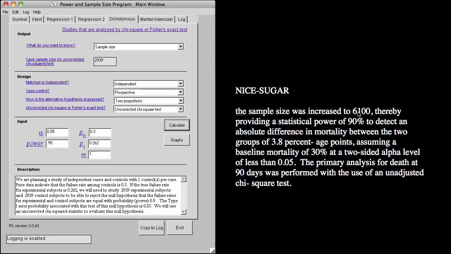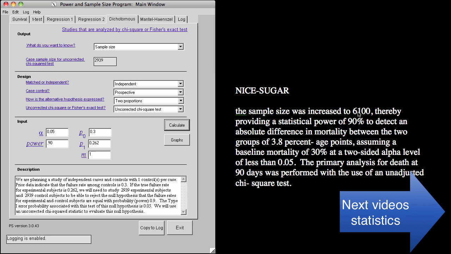I hope these examples helped. The next videos will start to go into the statistics portion of a journal article.